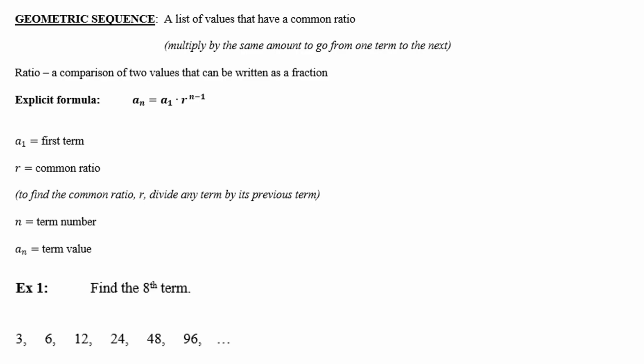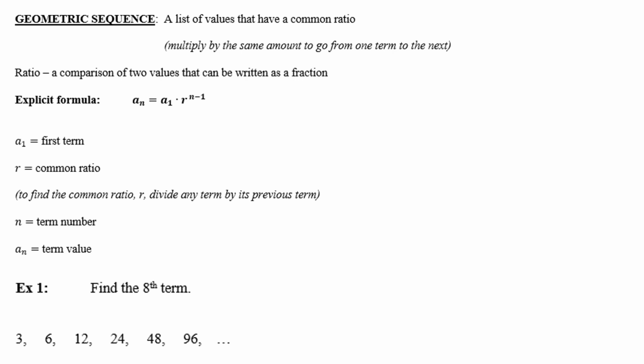We're going to start Key Concept 9, Target A, with talking about geometric sequences. We looked at something similar in the first semester. We were looking at arithmetic sequences. Now we're looking at geometric sequences. So the definition is a list of values that have a common ratio.